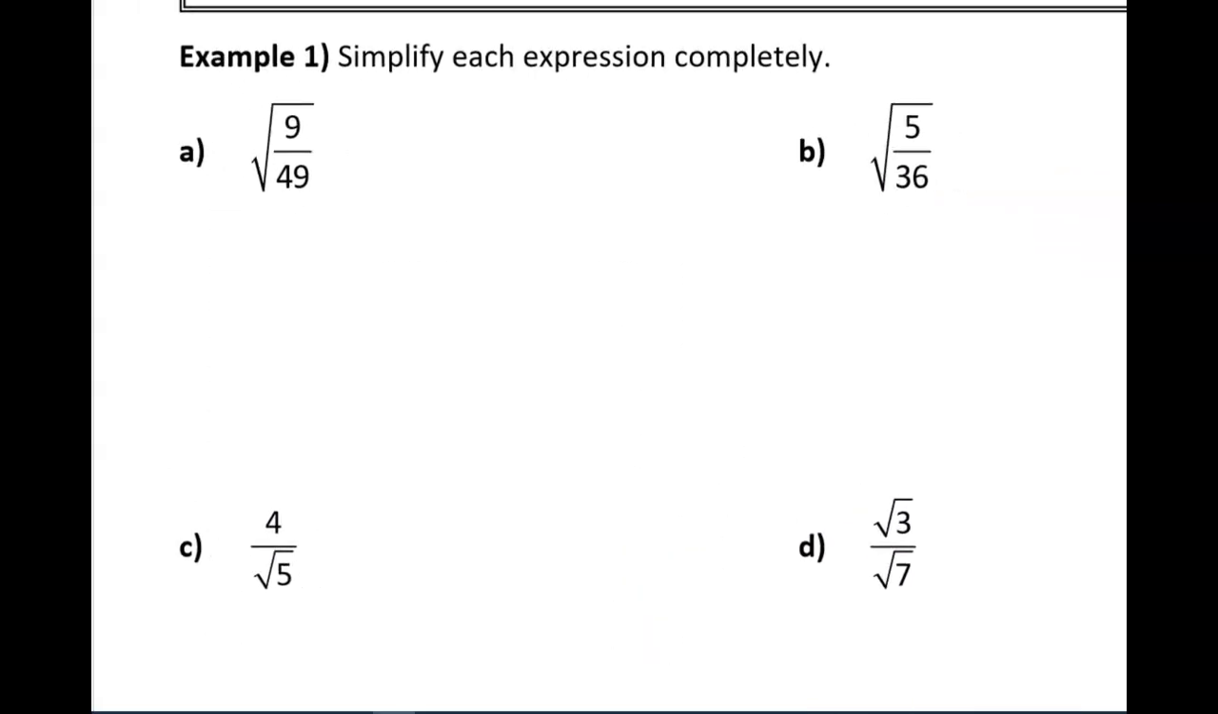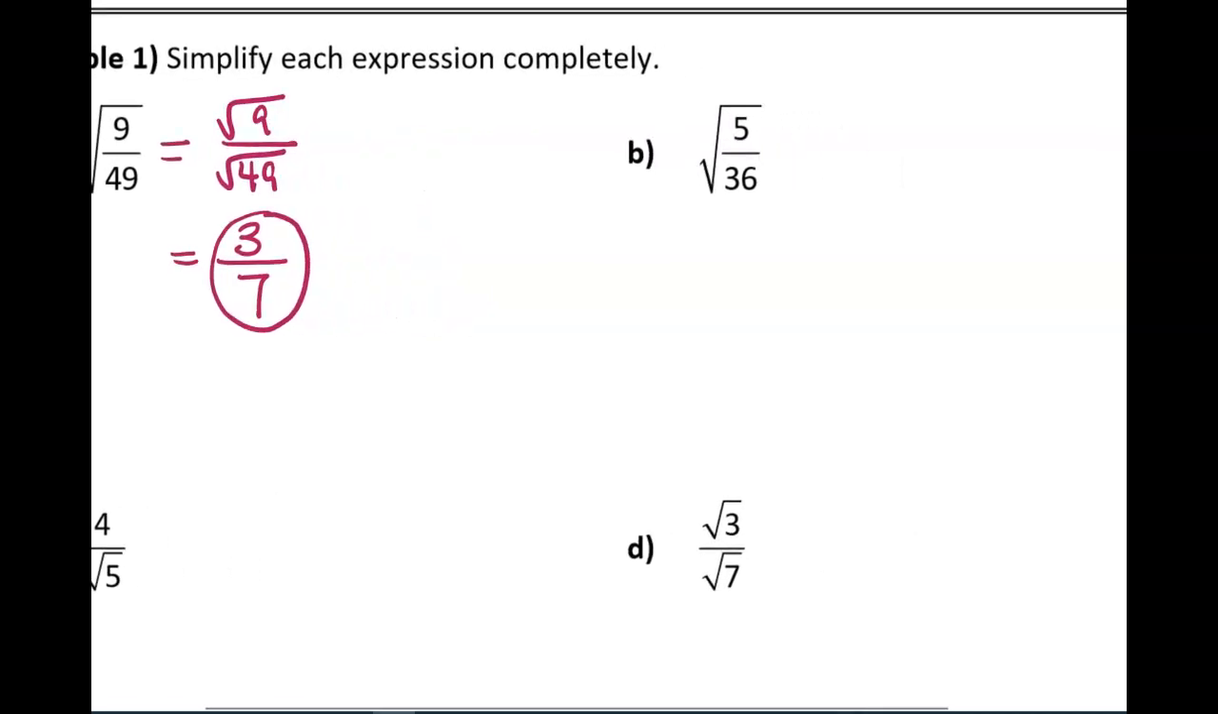In example 1, the square root of 9 over 49, we have a fraction under the radical, so we're going to use the quotient property to rewrite it as the square root of 9 over the square root of 49, which is 3 over 7. And then we're done because our denominator is a whole number. All right, let's check out b.